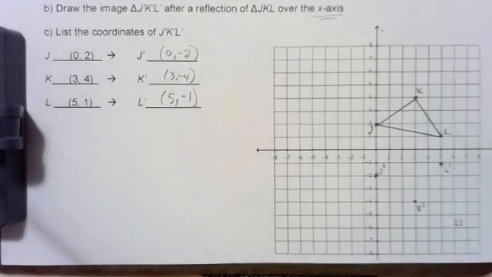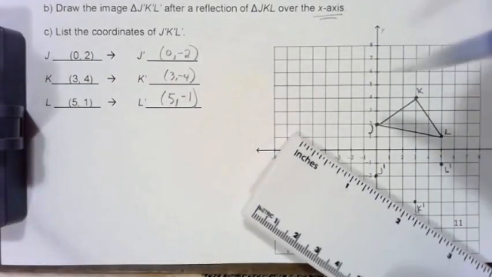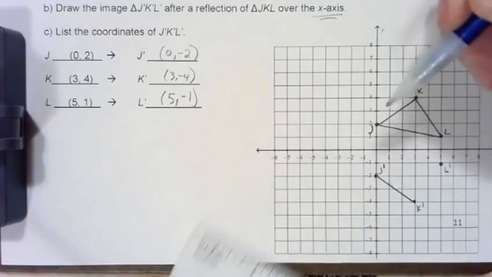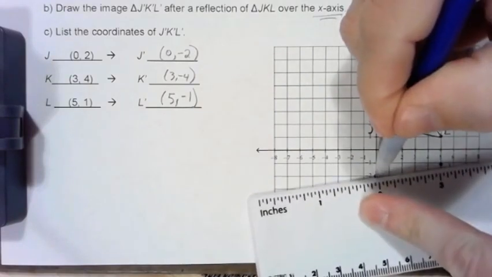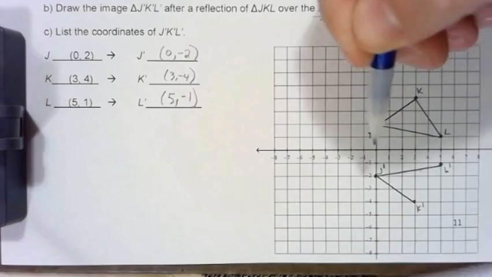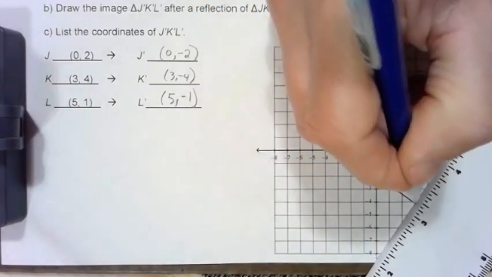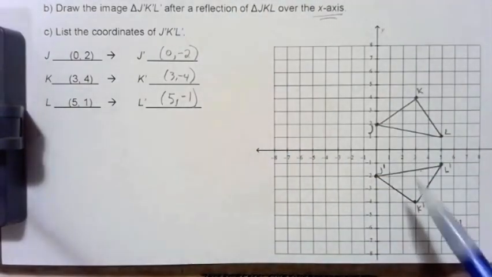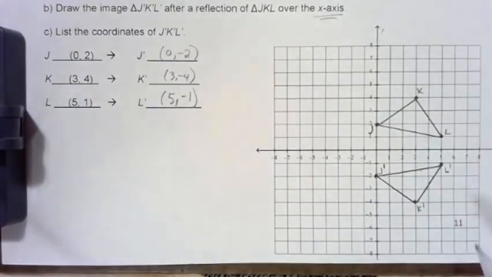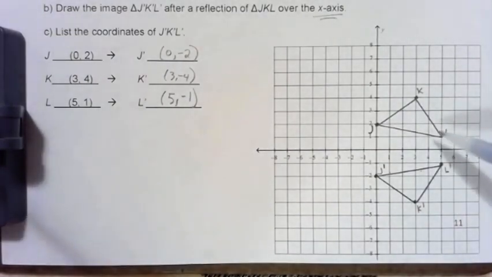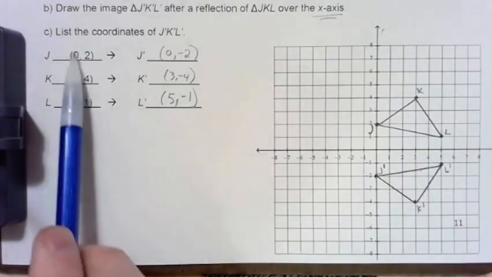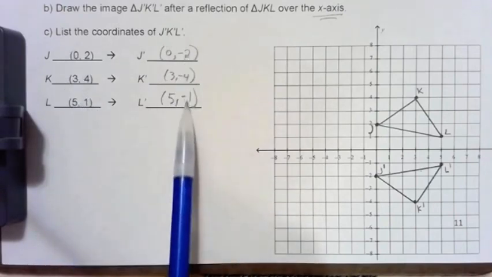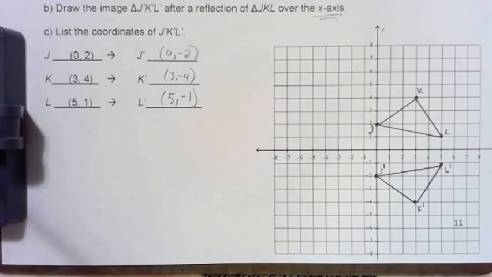Okay, so let's go ahead now and use our ruler, and then we will be able to look at the image after we reflect it over the x-axis. And the second side, and our third side. There we go. There's our new triangle J prime, K prime, L prime. And notice again, we just reflected over the x-axis. The x coordinates were unchanged, but the y coordinates became their opposites.